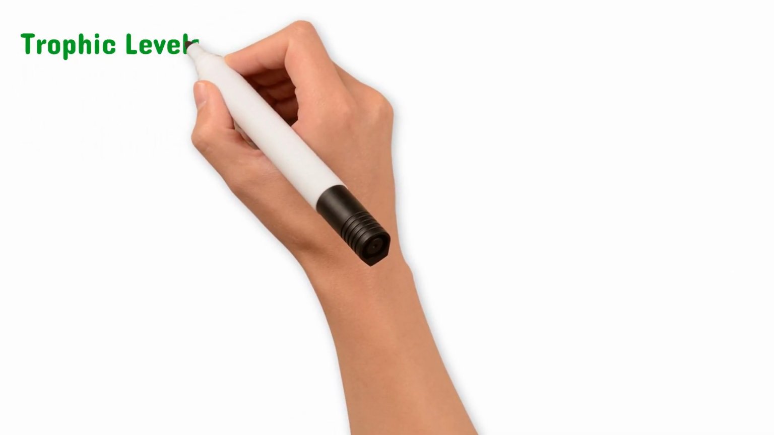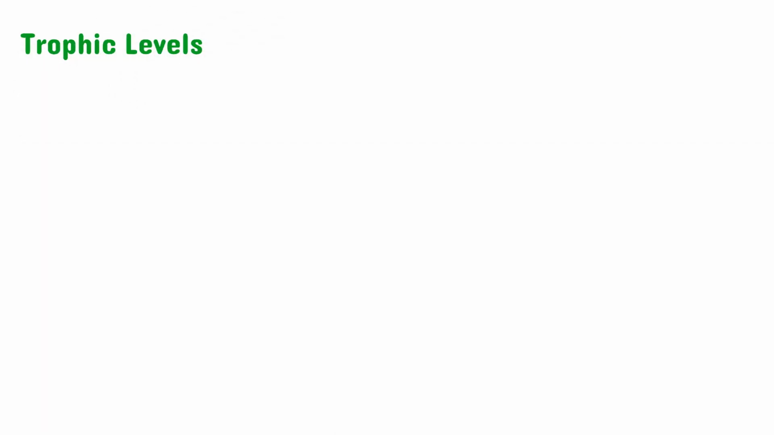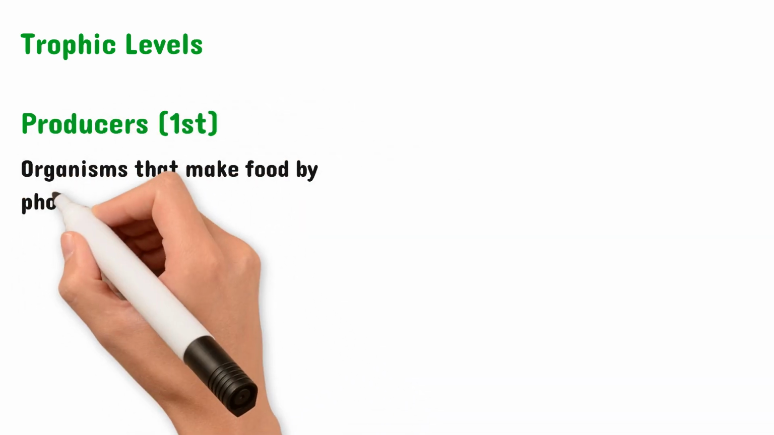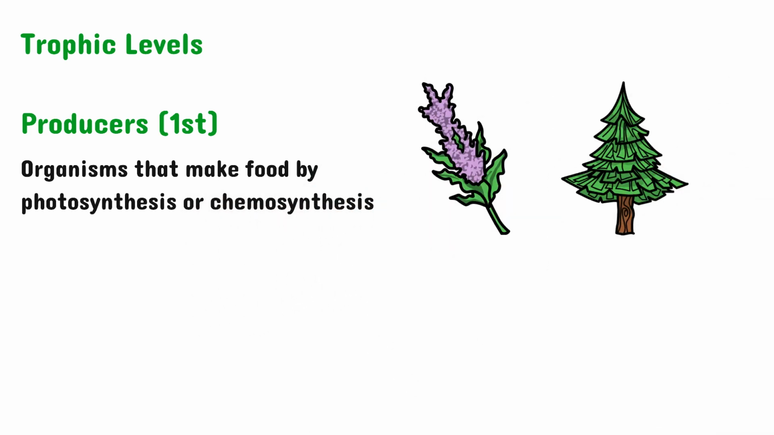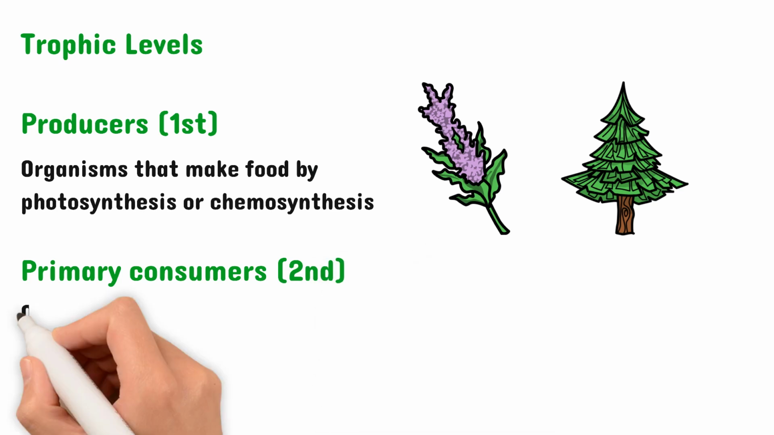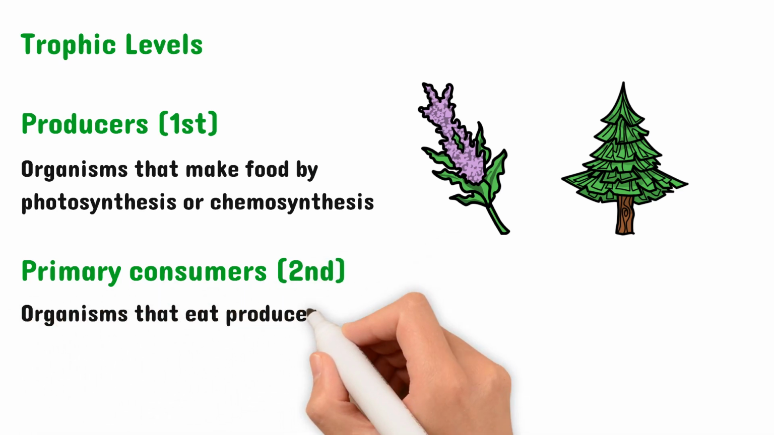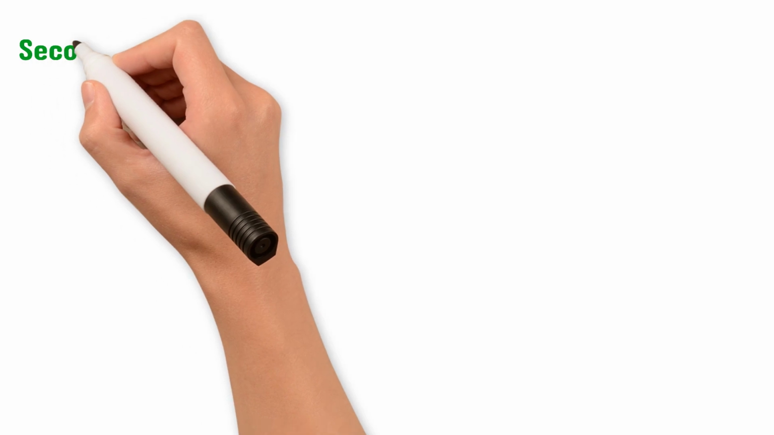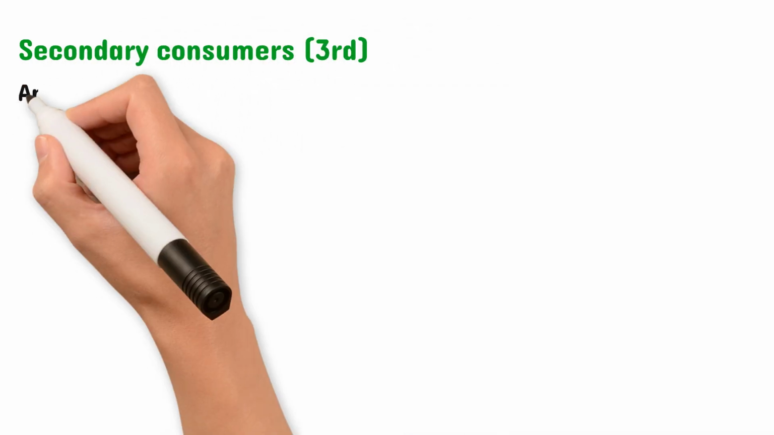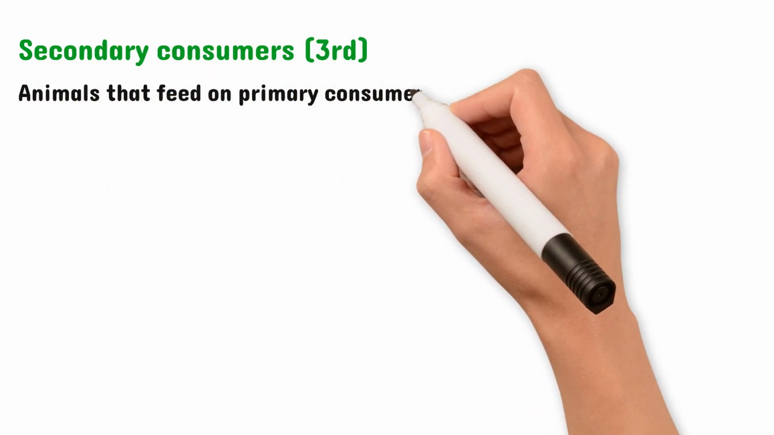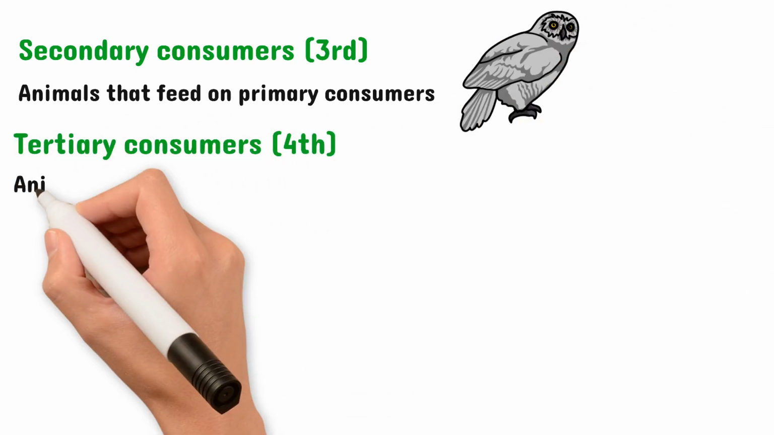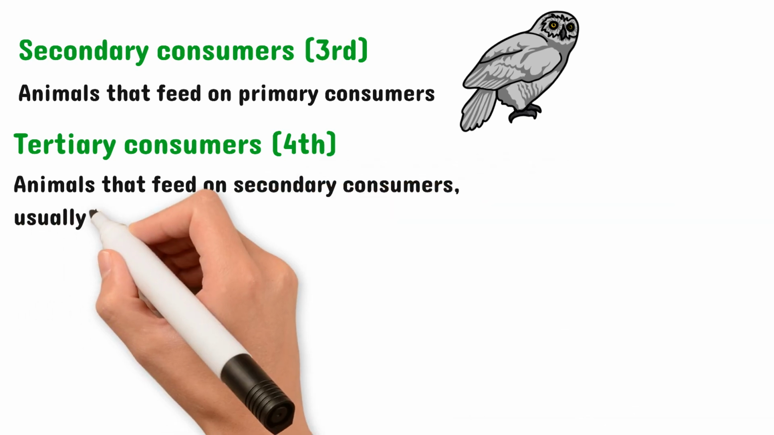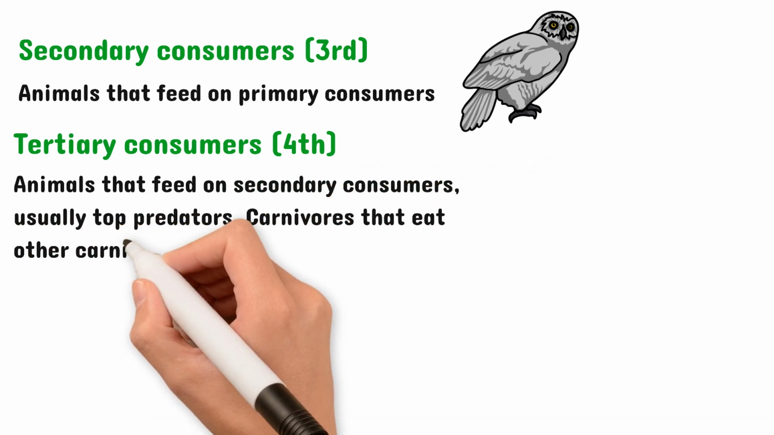Now let's look at the different trophic levels. There's usually 5, and the first one is the producers. These are organisms that make their own food by photosynthesis or chemosynthesis, so we can think of plants or algae. And then we have the primary consumers. These are the organisms that eat the producers. Moving on, we have the secondary consumers, and these are the animals that eat the primary consumers. Then we have the tertiary consumers, and these are the animals that eat the secondary consumers. So they're usually top predators, and you can think of them as carnivores that eat other carnivores.